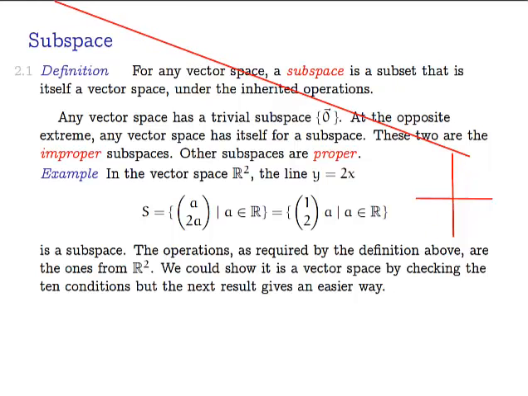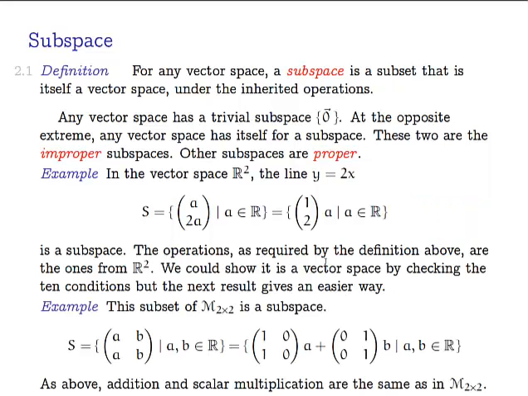Okay, whoops, that's not where it's supposed to go. So down here. Now, this is in fact a subspace. The operations as required by the definition above are the ones from R2. We could show it's a vector space by checking all 10 conditions, but the next result gives an easier way. So let's get to the next result. We'll see that in a minute.